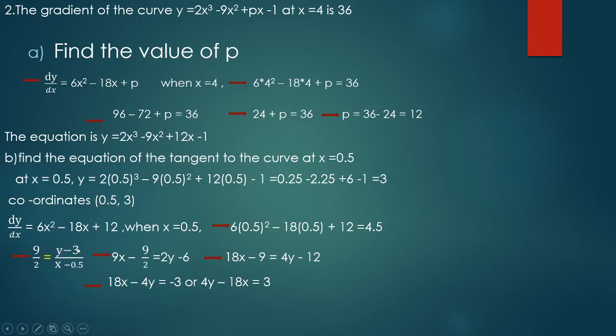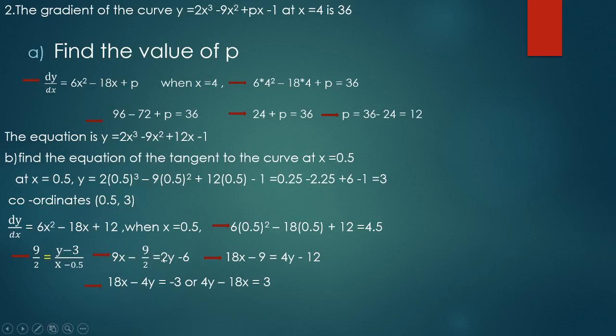y minus 3 all over x minus 0.5. Now, we open the bracket. We cross multiply, so we shall have 9 into x minus 0.5, which gives you 9x minus 9 times 0.5. Remember, this is the same as a half. A half times 9 is 4.5. So 4.5 we said can be written as 9 over 2. So we shall have 9x minus 9 over 2.